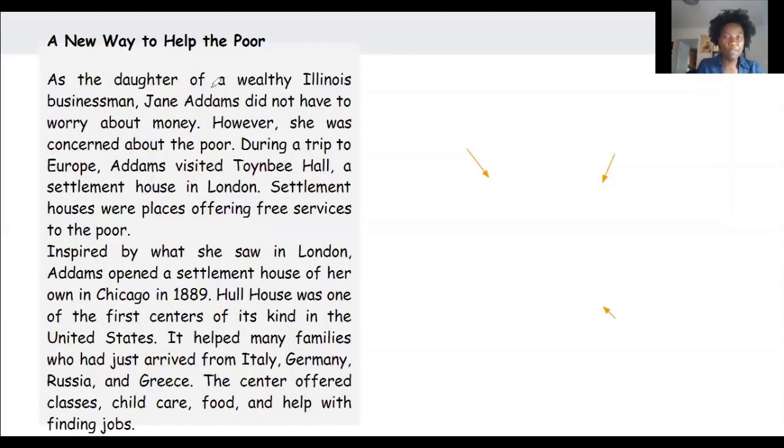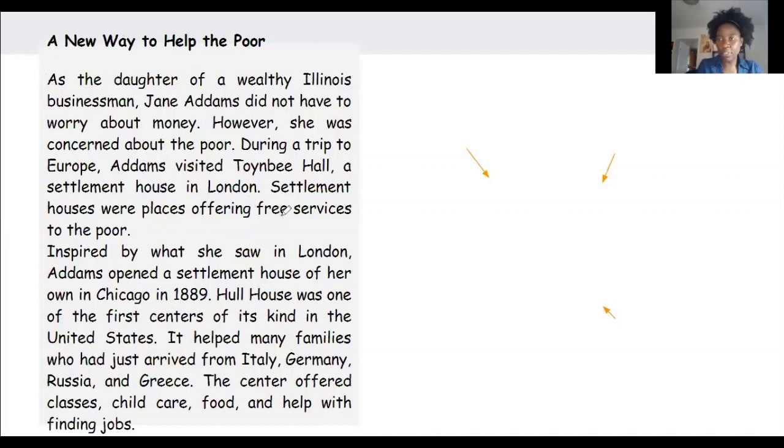As the daughter of a wealthy Illinois businessman, Jane Addams did not have to worry about money. However, she was concerned about the poor. During a trip to Europe, Addams visited Toynbee Hall, a settlement house in London. Settlement houses were places offering free services to the poor.